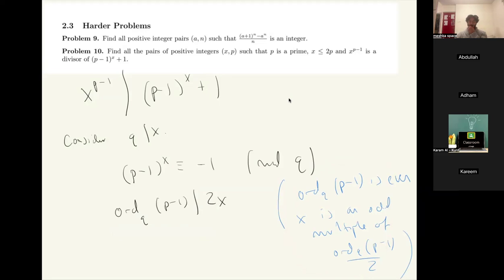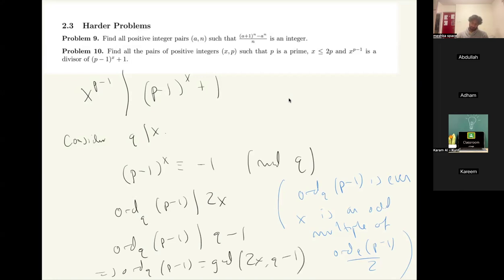Okay. And also we know the order divides q minus 1. So it should divide the GCD of 2x and q minus 1. Great. Suppose q is the smallest prime dividing x, then we get q equals 2. No, q equals 3 or 2.